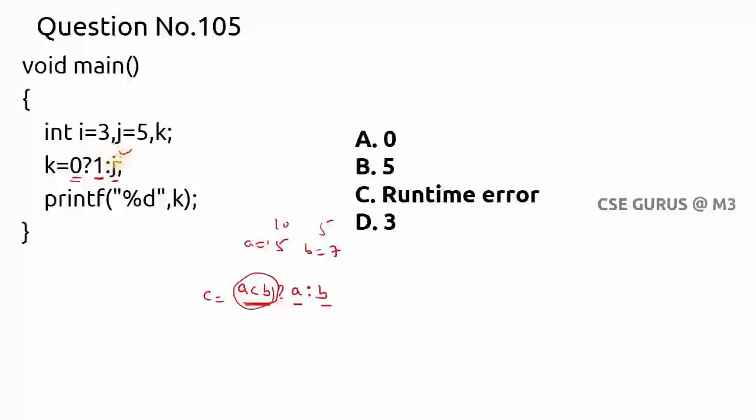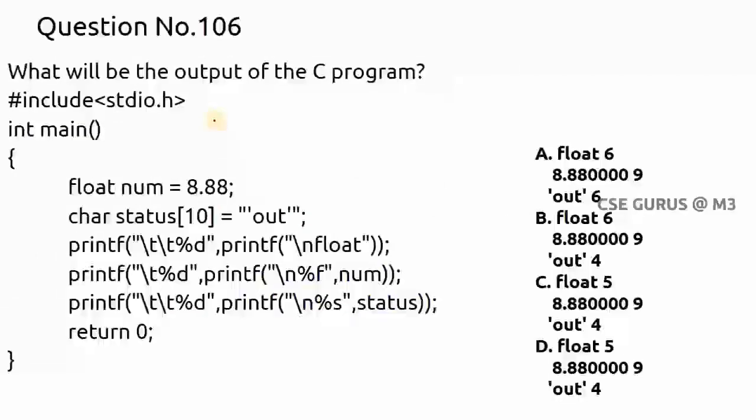What is the second value? j. So what is the value of j? 5. So the k value will be assigned, that is 5 will be assigned to k. So the output will be 5. It is not at all an error. So which option is correct? Option B is correct.